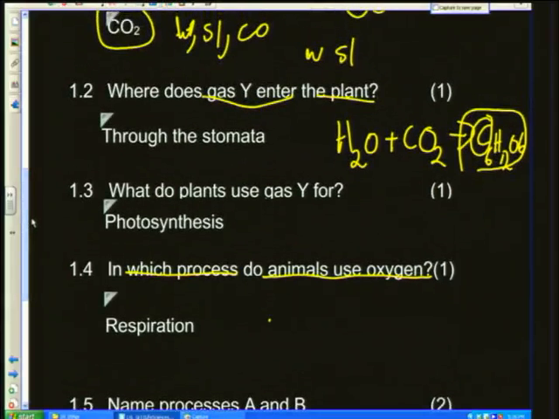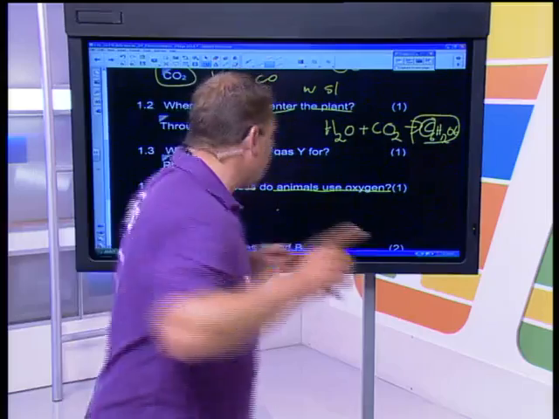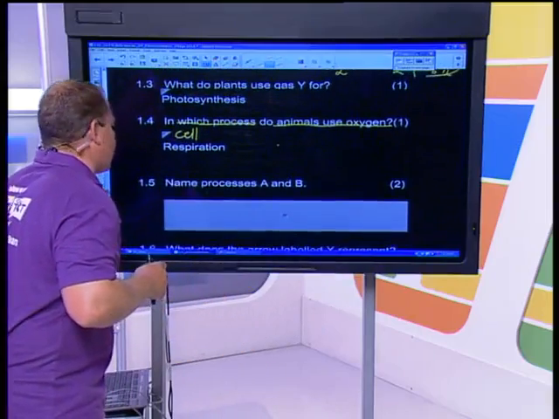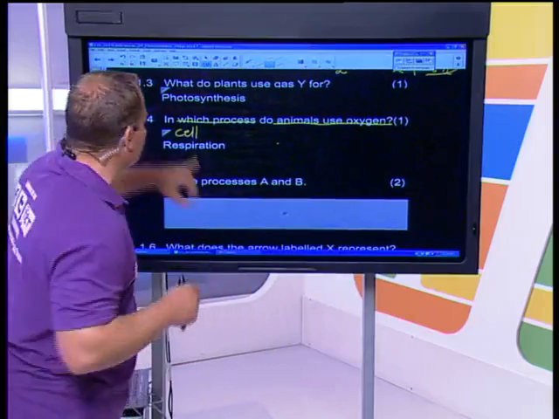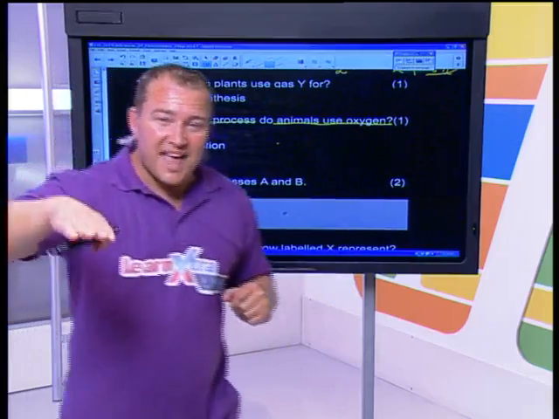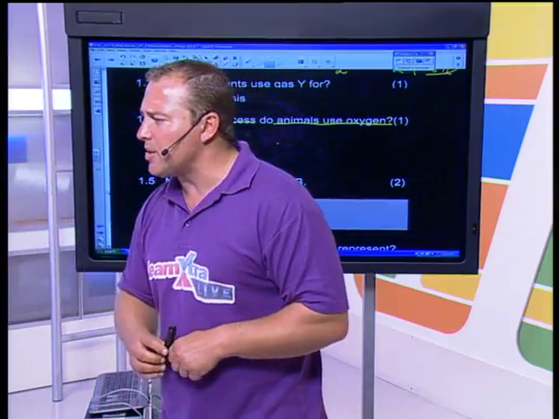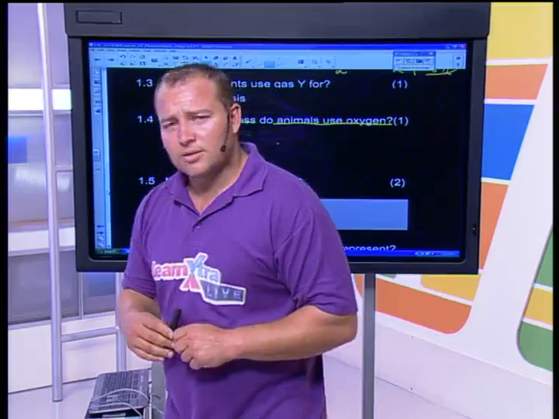In which process are animals using oxygen? It's called cellular respiration. Cellular respiration is the process where we use oxygen to make energy. Now, let me see if the next question is what I was looking for. Let's get this again: in which process do animals use oxygen? We use it in cellular respiration. Can you remember that? Cellular respiration.